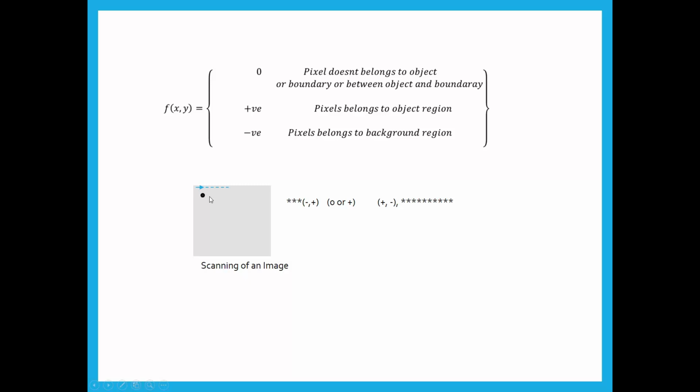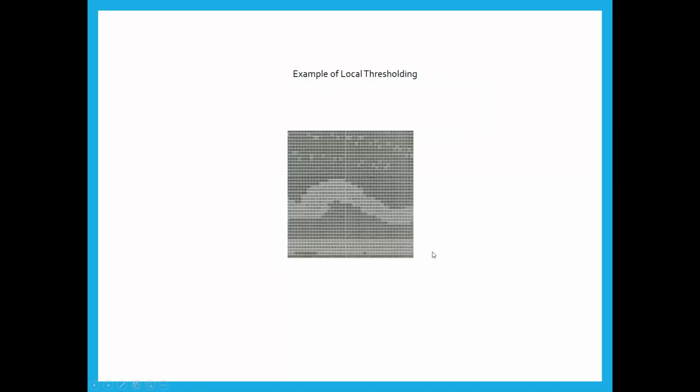Now again we are scanning through this object, so it will be either 0 or positive. Once we go from here to here, it becomes from object to background, so that will be from positive to negative. Then outside the local region it can be positive, negative or 0. So this star represents any combination of 0, positive or negative. This corresponds to the transition from background to object, this corresponds to within the object, and this corresponds to the transition from object to background. So this is an example of local thresholding.